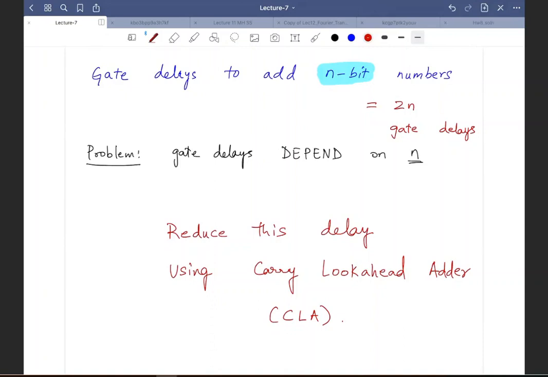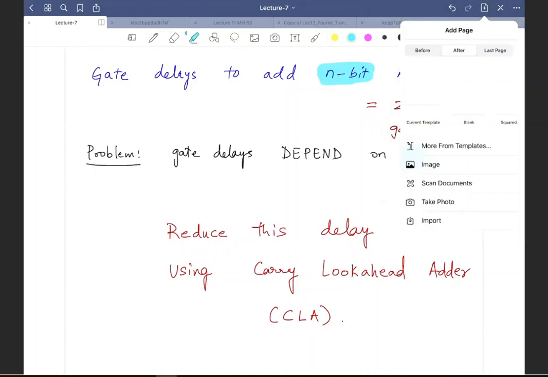In other words, we want to make this gate delay independent of n, right? So this n, that is the problem. We want to make the gate delays independent of n. So in theory, it should take the same amount of time to add 4-bit numbers as 64-bit numbers. That would be really, really good, right? In theory, we should be able to do that if we had all the carries computed ahead of time. And we can do that, but we have to play a little trick. So let's take a look at the carry look ahead adder.